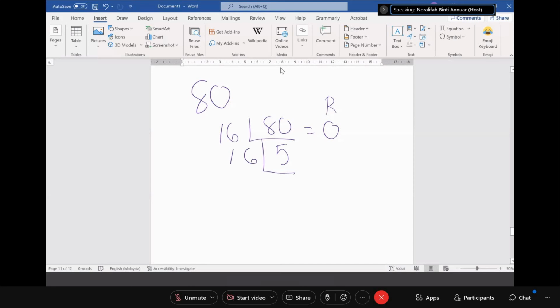So tak kosong dekat sini. But 5 is less than 16. Okay, we put 0. 0 multiplied by 16 is 0. So the remainder will be 5. So 5, 0. How you get 5, 0?